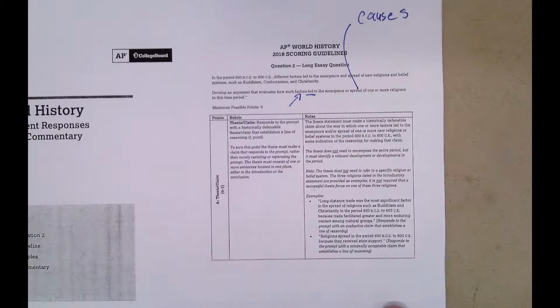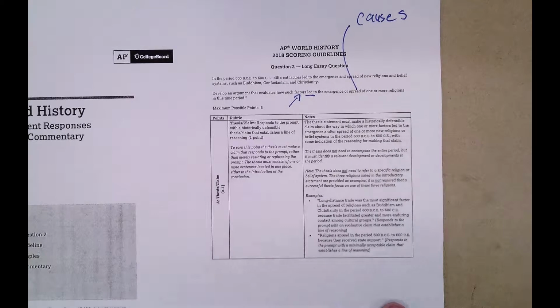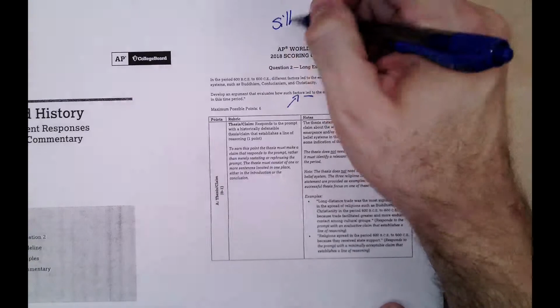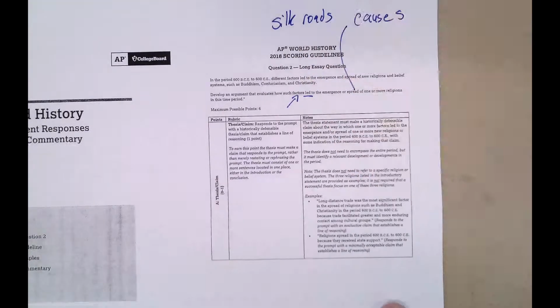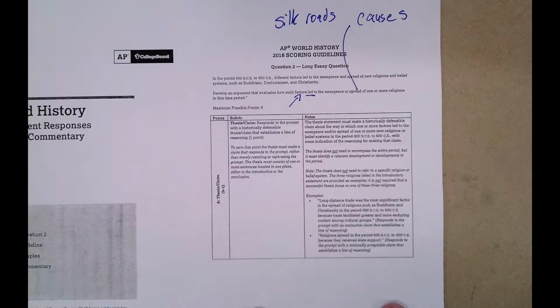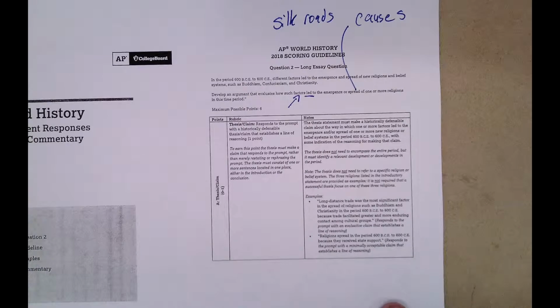Can anybody think of the most obvious one? Yeah, wouldn't you guys say the Silk Roads? Okay, so the Silk Roads is one of the causes. All right, can we defend that? Can we give examples of that? I can think about Ashoka. I can think about up to 600 CE. I can think about the Han Dynasty, Roman Empire, and so I can definitely think about that.